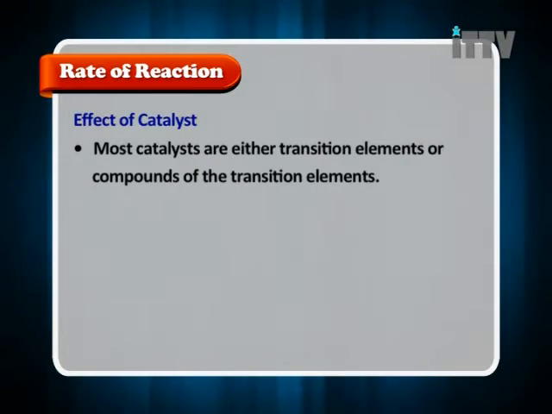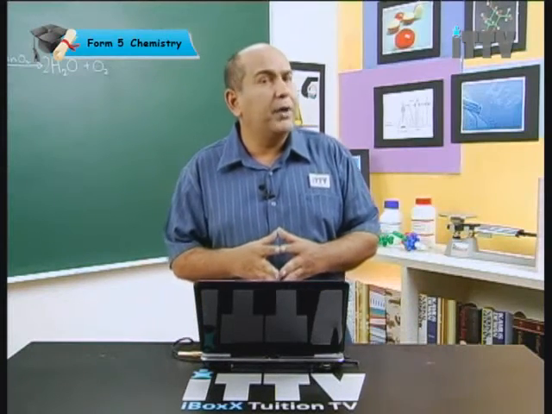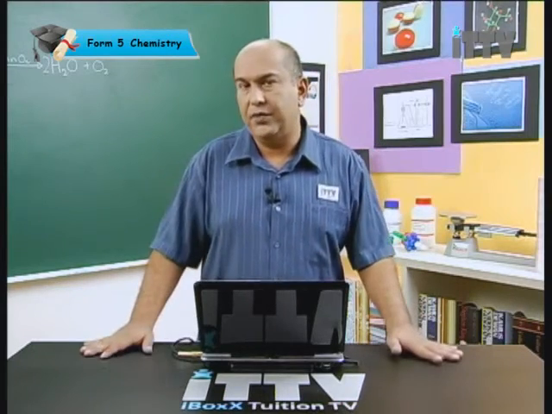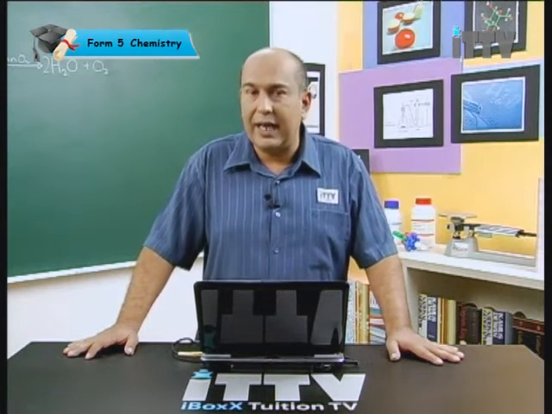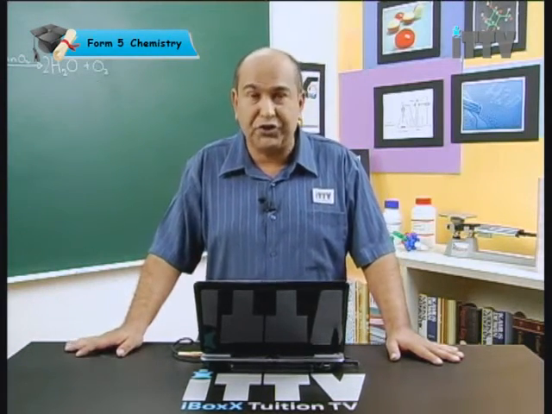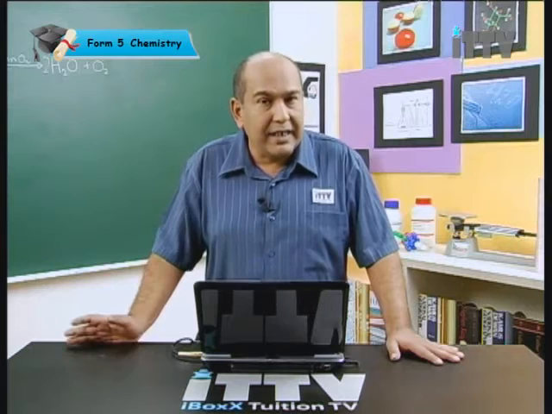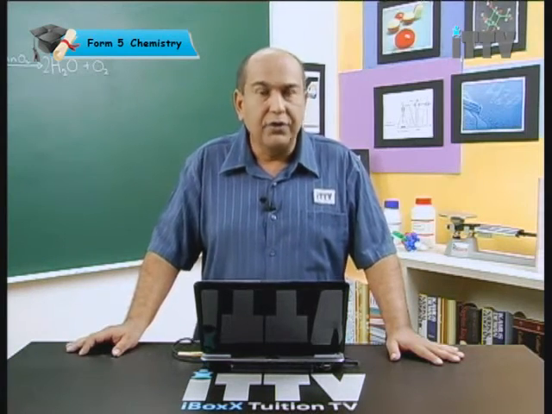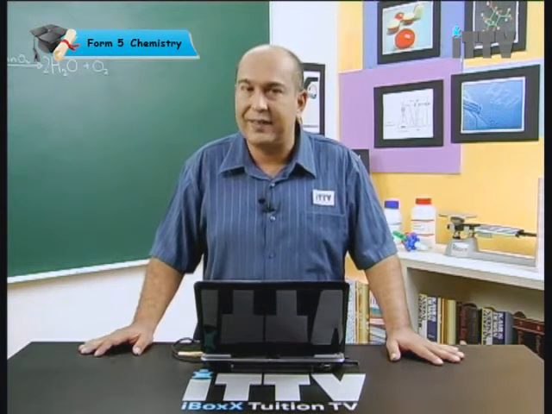Most catalysts are either transition elements or compounds of transition elements. And we learned this when we did the periodic table and looked at transition elements. One of the special characteristics of transition elements is that they are widely used as catalysts. The example that we listed on the board, the decomposition of hydrogen peroxide, uses manganese oxide. Now, manganese is a transition element. So here you have an example of a compound of a transition element being used as a catalyst.